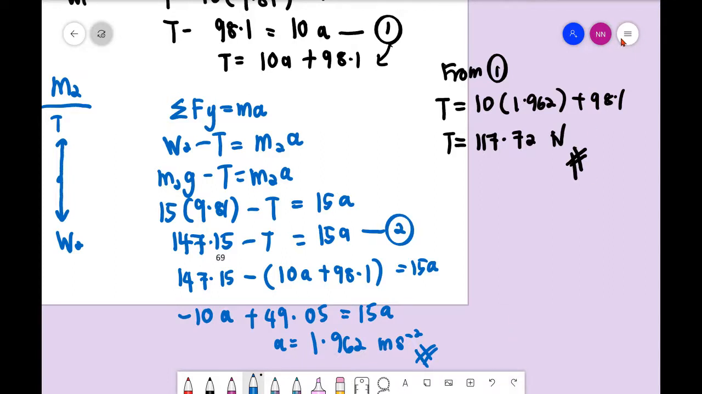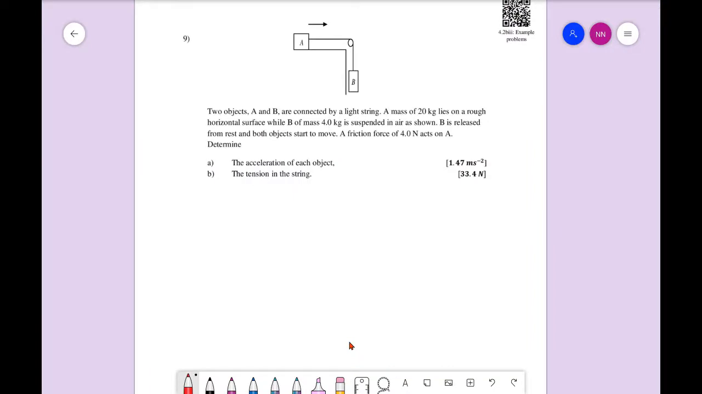Number 9, two objects A and B are connected by a light string. A mass of 20 kg lies on rough horizontal surface. So this is the surface, the rough surface, maybe object A on a table, while B of mass 4 kg is suspended in air. As shown, B is released from rest and both objects start to move.